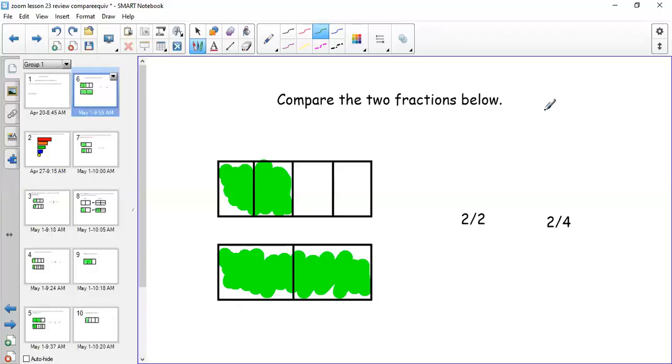Let's try another example. Let's compare 2/2 and 2/4. Looking at the size of the equal parts, we clearly can see that 2/2 is bigger than 2/4. And also, we know that 2/2 is equivalent to one whole. So 2/2 is greater than 2/4.